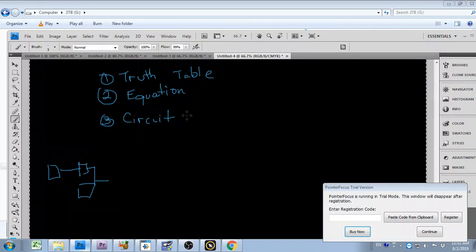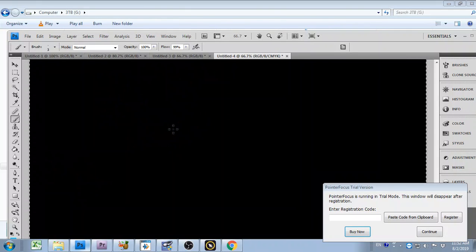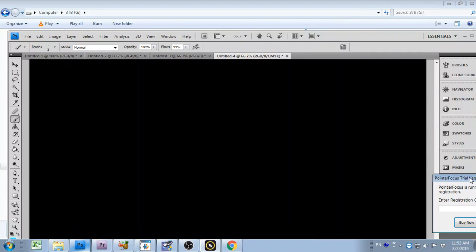If you want to think of it like a blueprint for a house, or a schematic diagram, if you've ever had to look at a schematic diagram of a refrigerator or electronics, they make these for all kinds of devices. But step 1, truth table. Step 2, equation. Step 3, circuit. So in this video, let's just cover the truth table, and we'll stop with this video after the truth table.